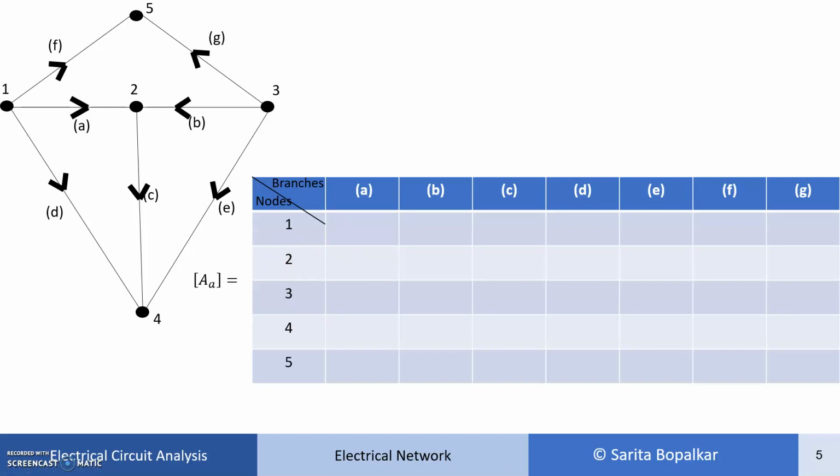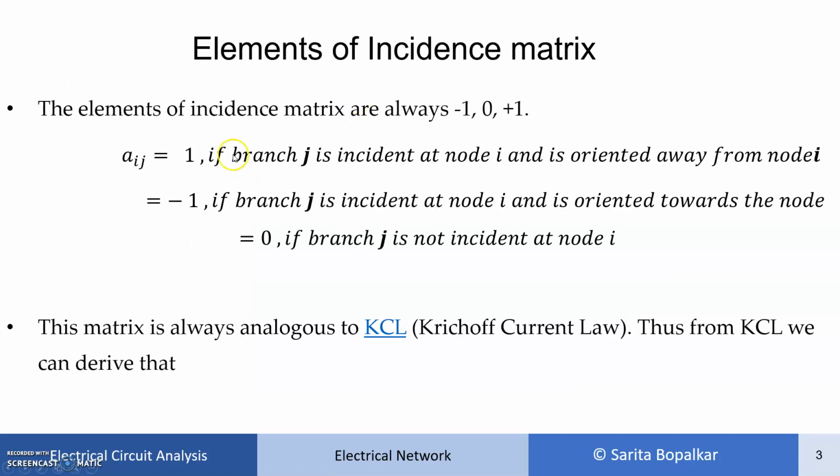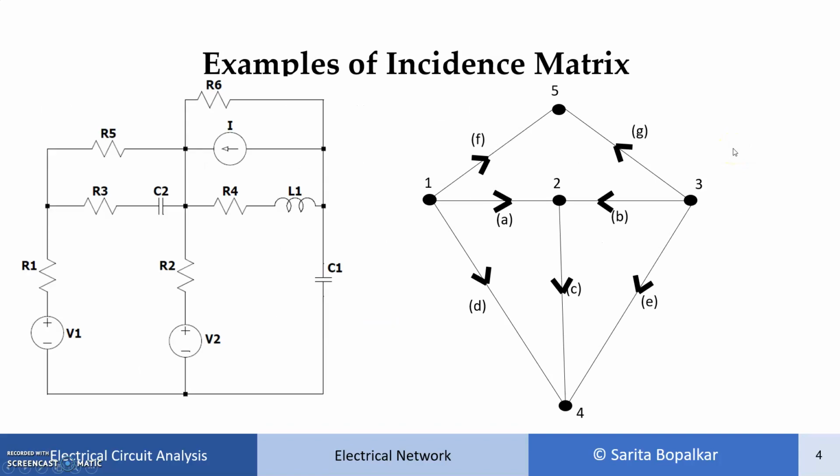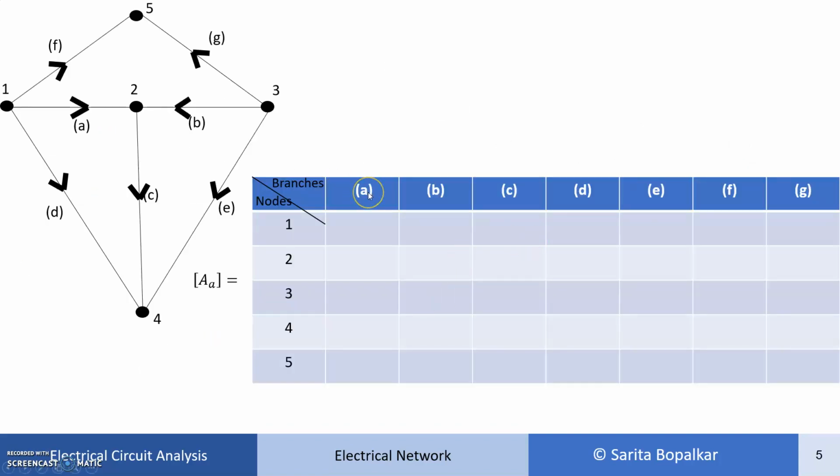How to decide 1 or -1? We know the rules. It is 1 if branch J is incident at node I and its orientation is away from node I. See here, branch A, its orientation is away from node 1. So for node 1 we write the element 1, and for node 2, the arrow is towards the node. So the direction of flow of current is towards node 2 and away from node 1. So if the orientation is towards node 2, its element is -1.